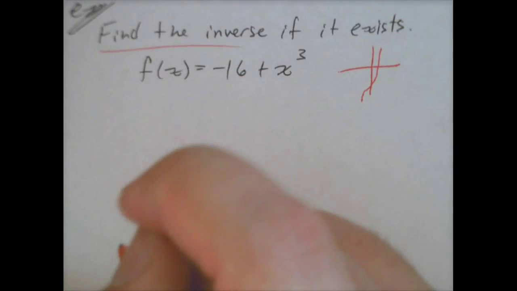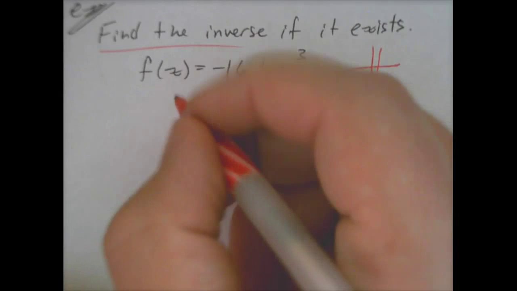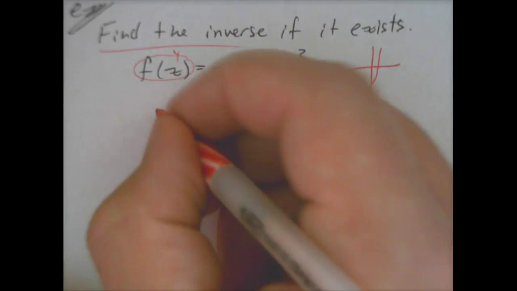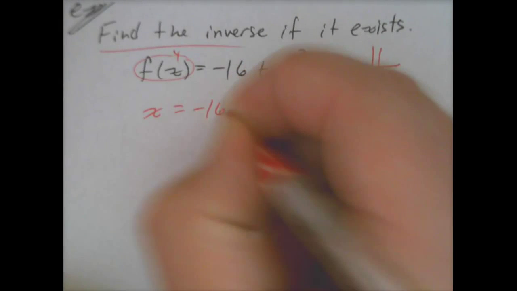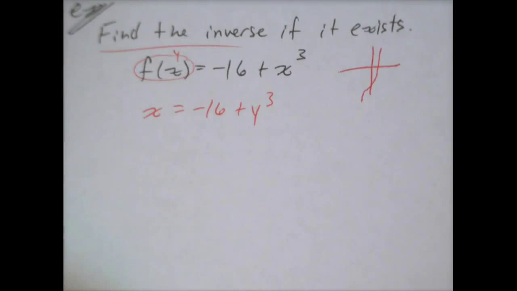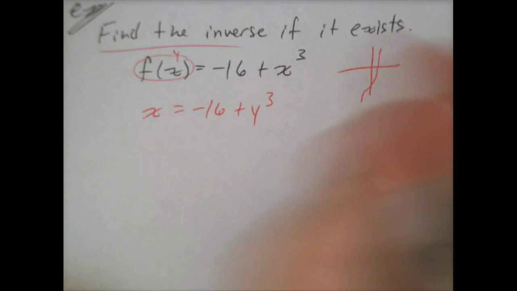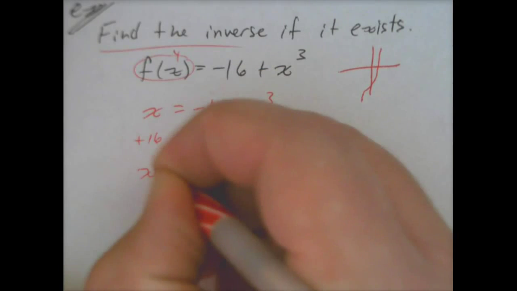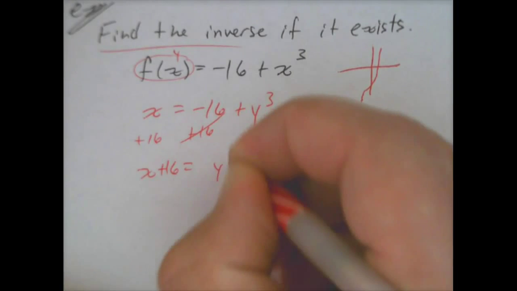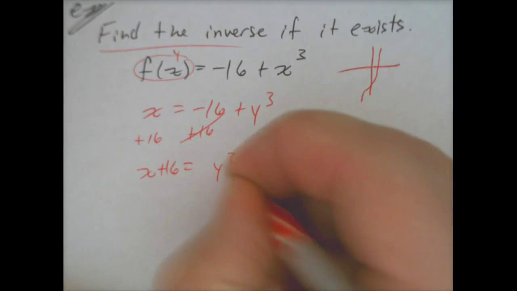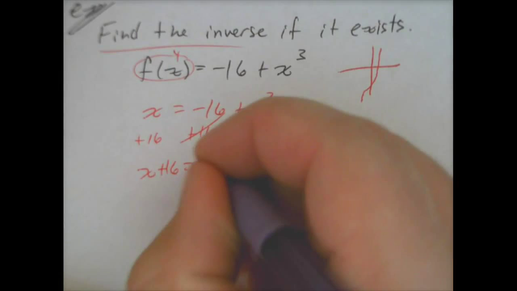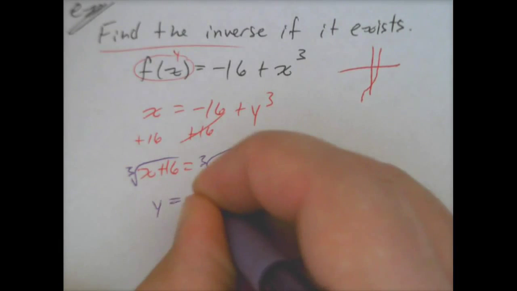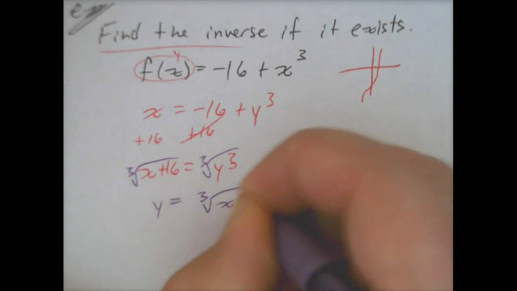Don't forget we find the inverse by switching the x and y values and then solving. So since this really stands for our y value, I'm going to make that now my x value, equals y cubed minus 16. And then it's just a matter of solving for y. So I will add the 16 to the other side, so plus 16 plus 16. So I have x plus 16 equals y cubed. To get rid of that cubed term, I can take the cube root of both sides, so that I have y equals the cube root of x plus 16.